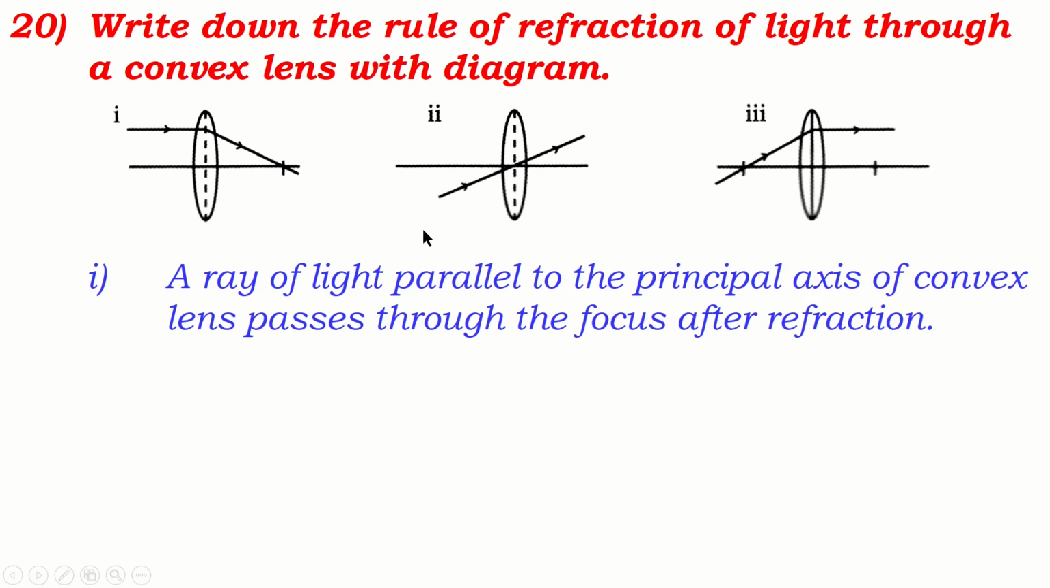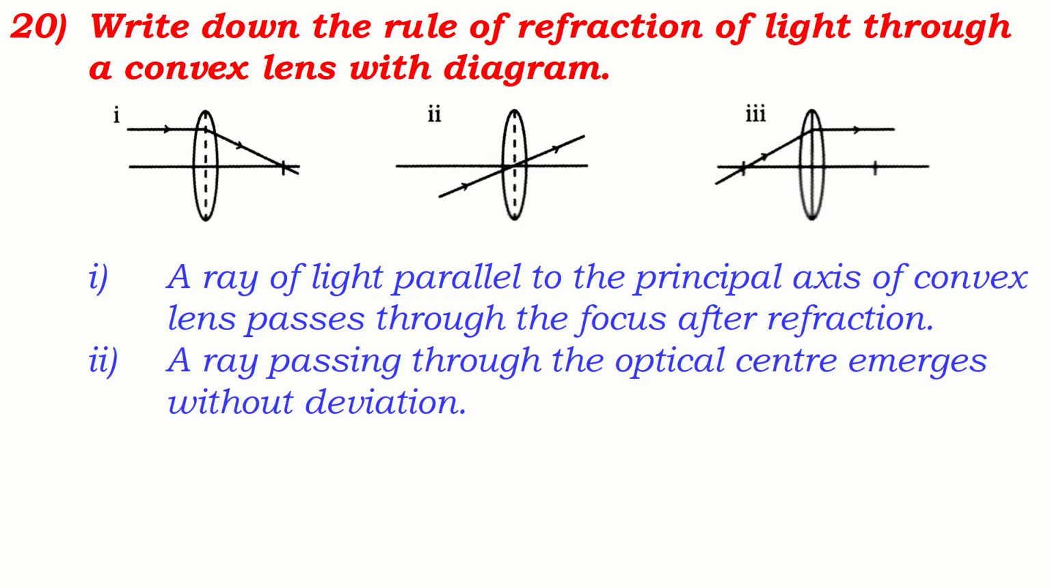Now look at this second one. A ray of light is shown which is passing through the optical center and passes undeviated. This is another rule. A ray passing through the optical center emerges without deviation. And there is a third rule also.